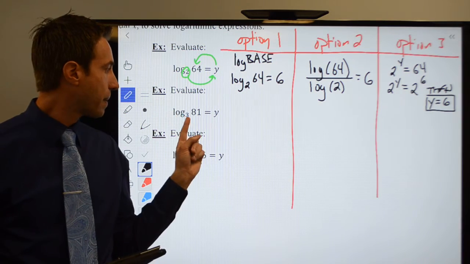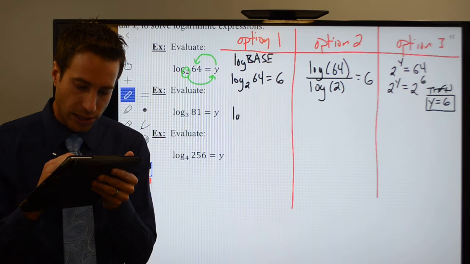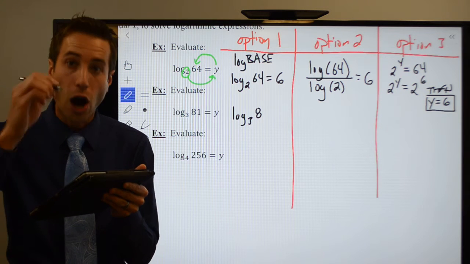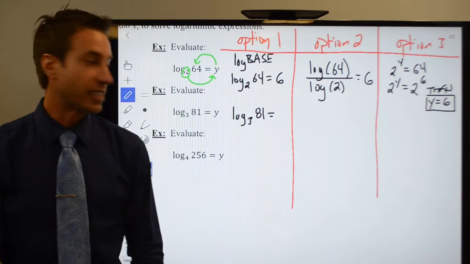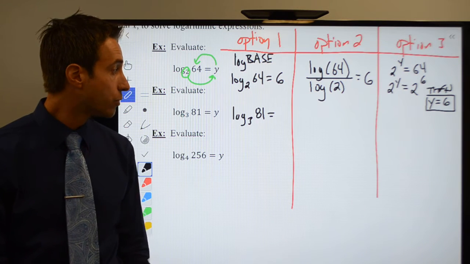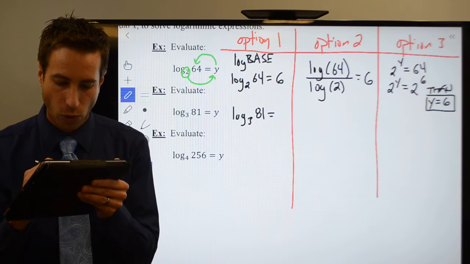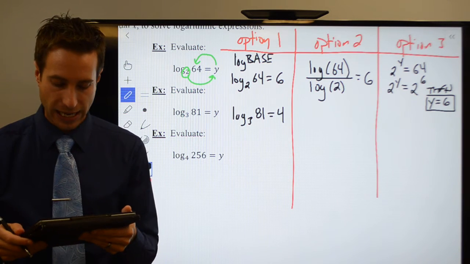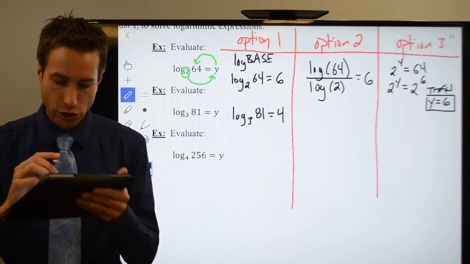First off, log base 3 of 81. Again, if you've got the graphing calculator, you can just simply do the change of the log base function on your graphing calculator. And what this will tell you is, to what power must I raise 3 to get 81? And of course, the answer is 4. 3 to the 4th power is 81.